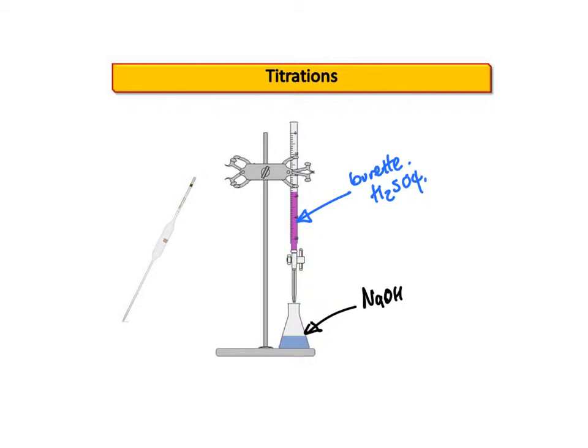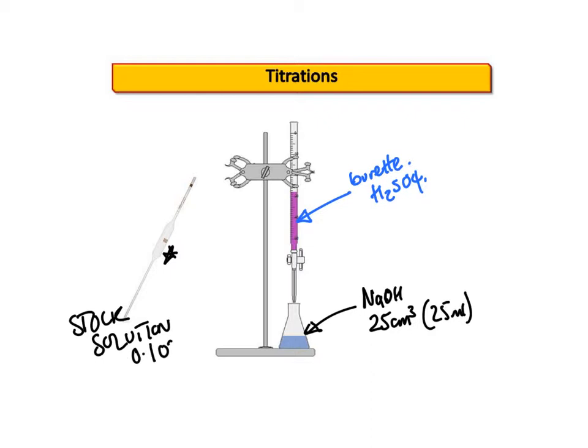We know the volume because we have used a pipette, and therefore we have 25 centimeter cubed, or 25 mil. And we know the concentration because our stock solution that we've taken it from reads a concentration of 0.105 mole per decimeter cubed.